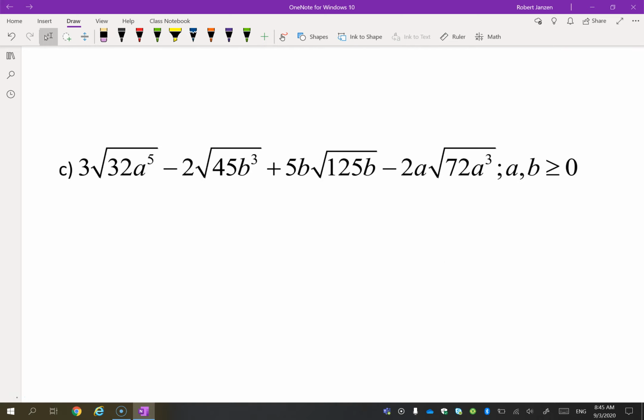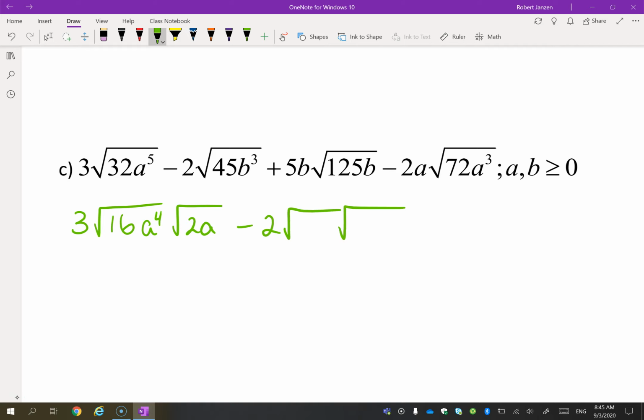Last one. This is a little bit more complex. We've got to simplify a little bit here. So is there a factor of 32 that's a perfect square? 16. A to the fourth means 2a's left over. Take away 2, and then we've got to simplify 45. That's going to be 9b squared. Leaves you with 5b. And then we're going to have 5b. What's the square root of 125? 25. Leaves you with 5b.